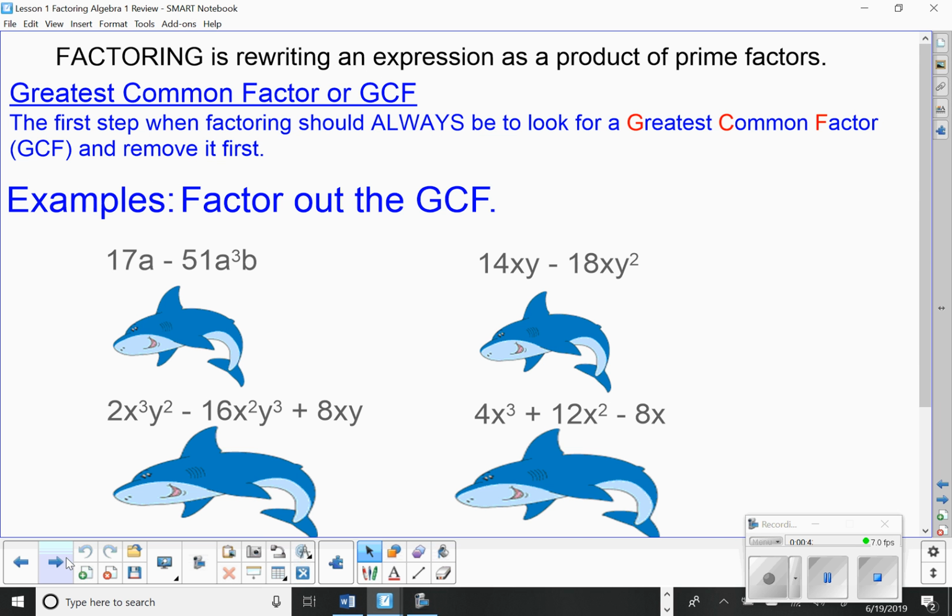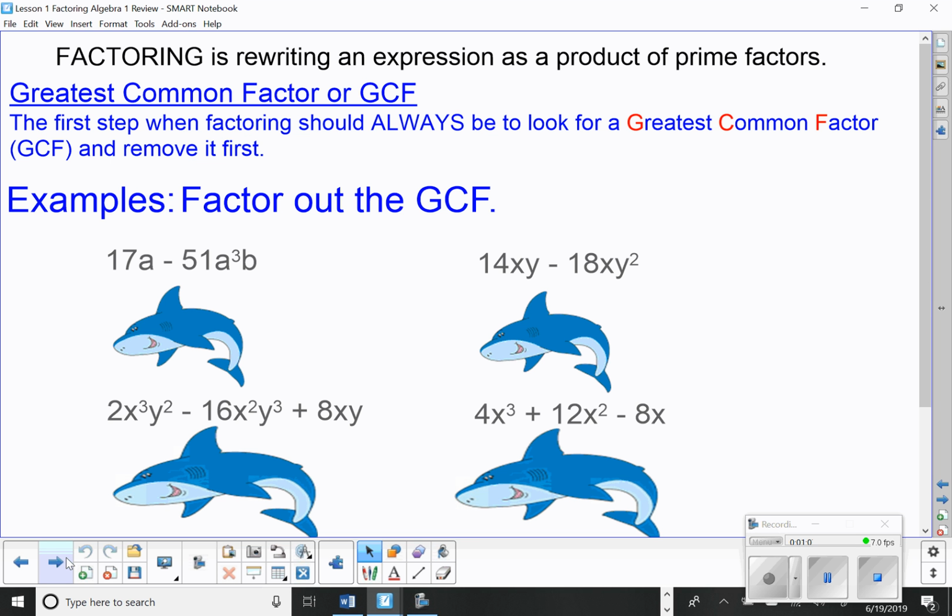So let's get started. First, factoring is rewriting an expression as a product of prime factors, the greatest common factor, or GCF. The first step when factoring should always be to look for a greatest common factor, and then you remove it first. So these few problems are greatest common factor only, and sometimes that's the only thing there is.